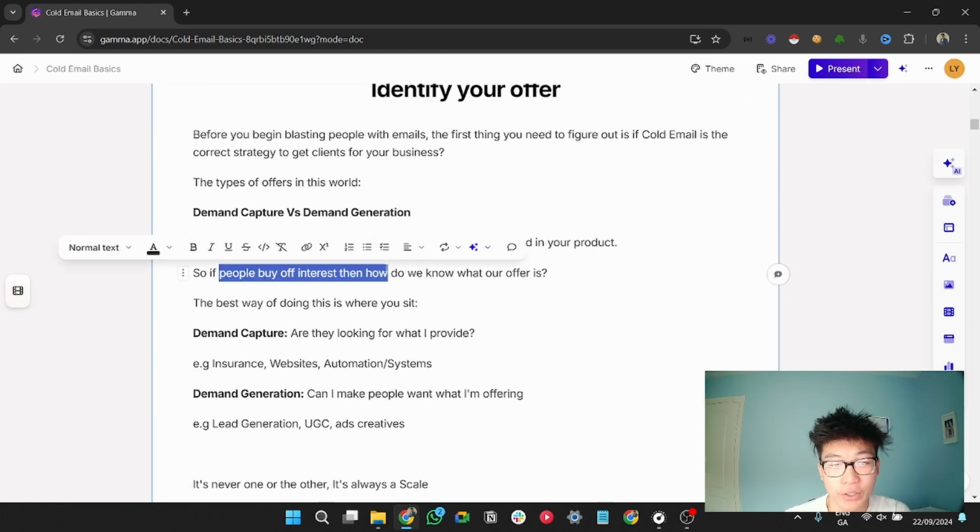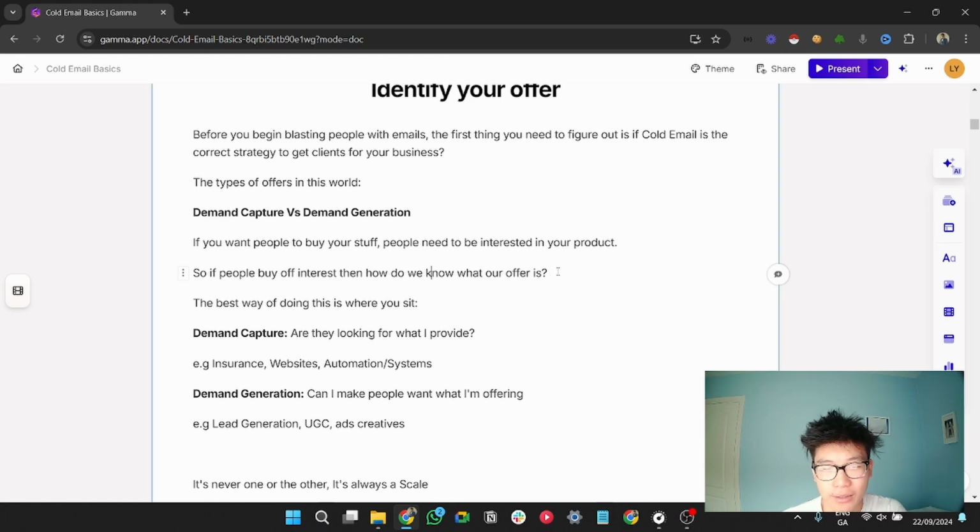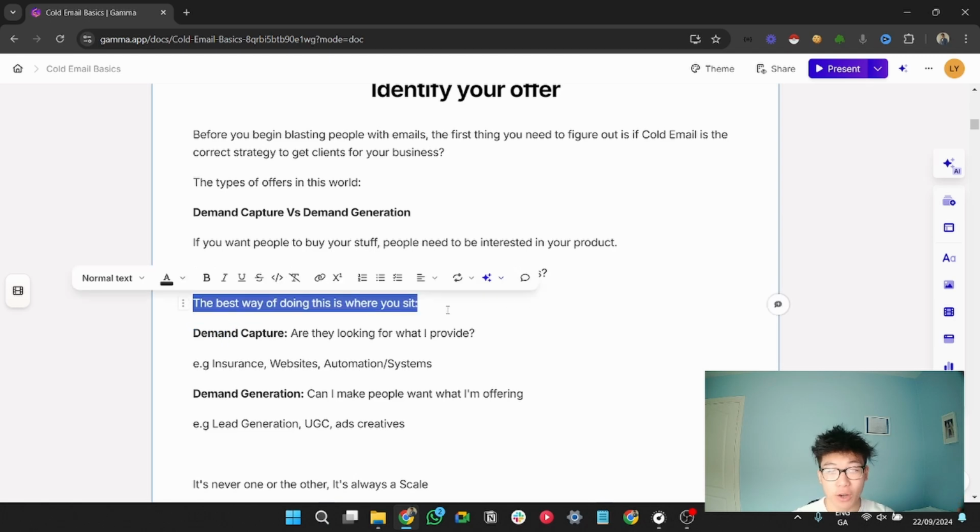So if people buy off interest, how do we know what our offer is? Let's say you go to the shop and you buy food. You're interested in the food, and why? Because you're hungry. So there needs to be a desire in the product. The best way of putting this is, let's say you go into the shop and someone comes up to you and starts rubbing chocolate in your face, saying, do you want this, do you want this? You obviously don't want it. You're going to go in and try to find something you want. So that's a demand capture offer.